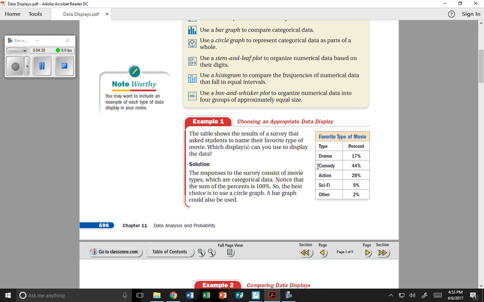Okay. Automatically, when you see a percent, I would automatically say that you would want to do a circle graph. Okay. Just because it's easy to represent this within 100%. A bar graph could also be used because you would still be comparing categorical data. Okay.